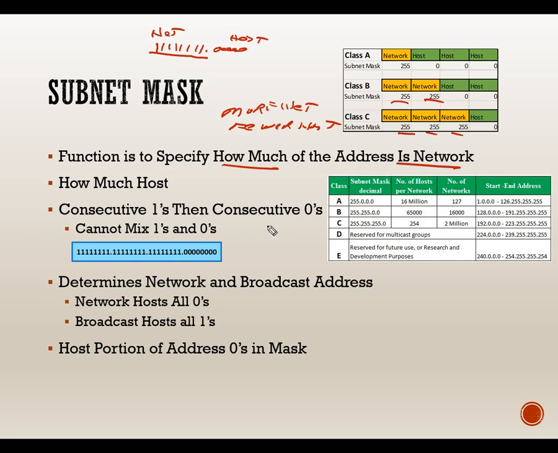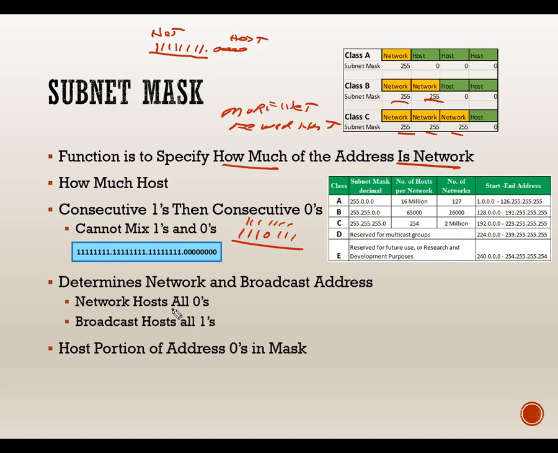So consecutive ones and then consecutive zeros. We can't mix the ones and zeros. We can't have a subnet mask that looks like this. That's not valid. It's got to be all ones, and then once we're done with ones, we finish up with zeros. It determines the network and broadcast address.